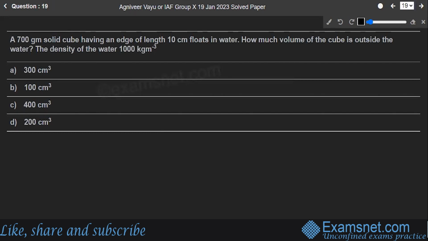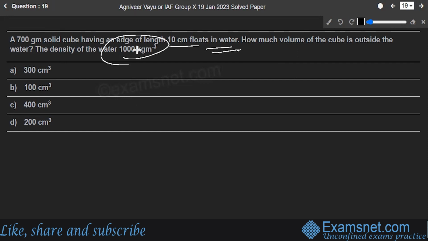A 700-gram solid cube having an edge of 10 centimeter floats in water. How much volume of the cube is outside the water? The density of the water is equal to 1000 kilogram per meter cube. To answer the question, I have to use the Archimedes principle.